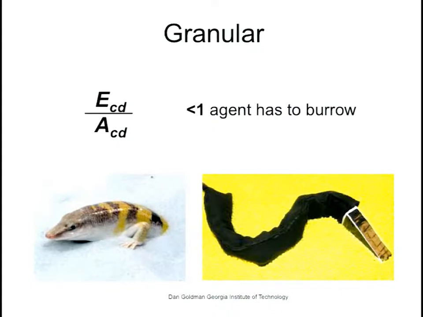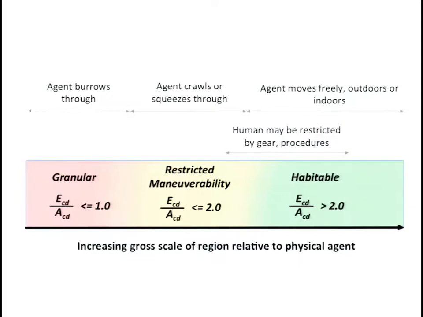And so if we put those regimes together, you start approaching a quantitative model of what's characterizing at least the scale of the robot, of the environment, to the physical agent. And this can give us a common terminology to describe our robots. So here in the red area is granular, it's less than 1. The restricted mobility, we're less than 2. And then over here, anything greater than 2 is green.